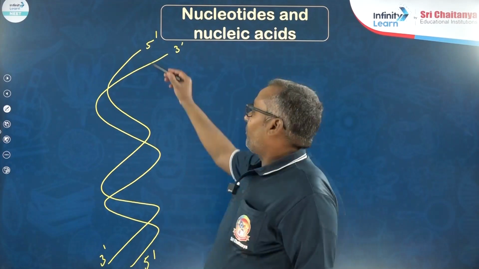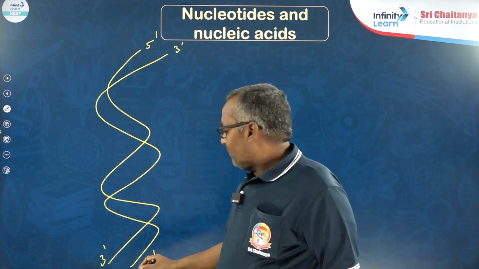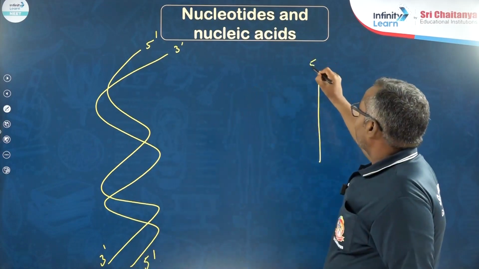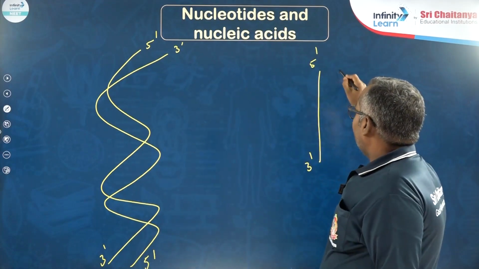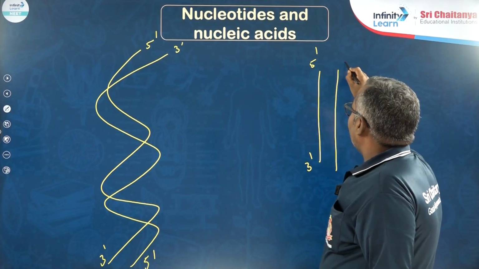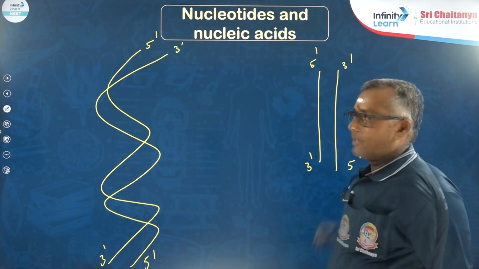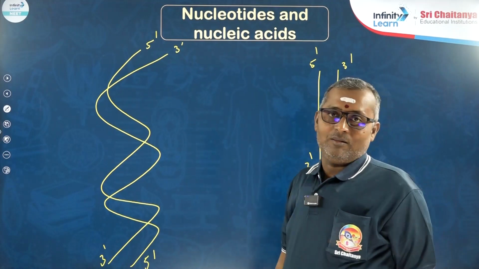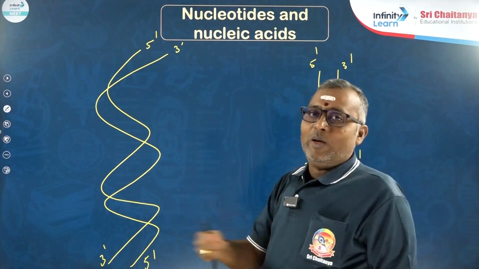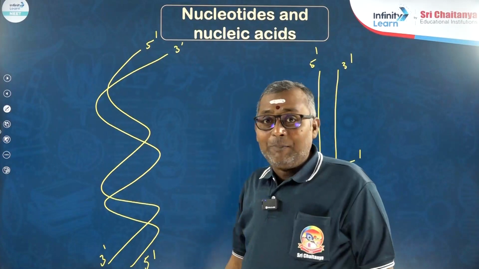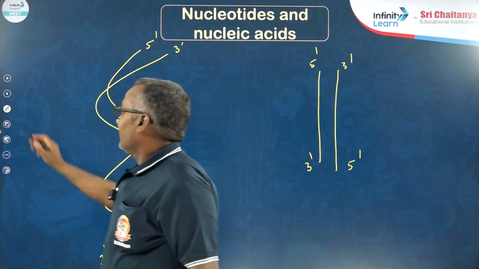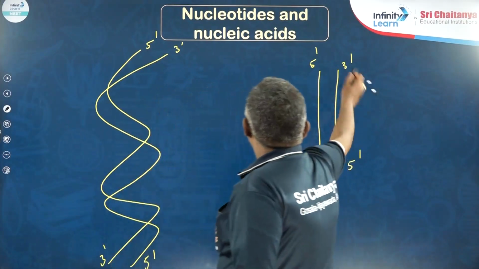which means the polarity of one strand is 5' to 3', then the polarity of the opposite strand is 3' to 5'. This is called anti-parallel. So the two strands are helically coiled and they have anti-parallel polarity. That's very important.